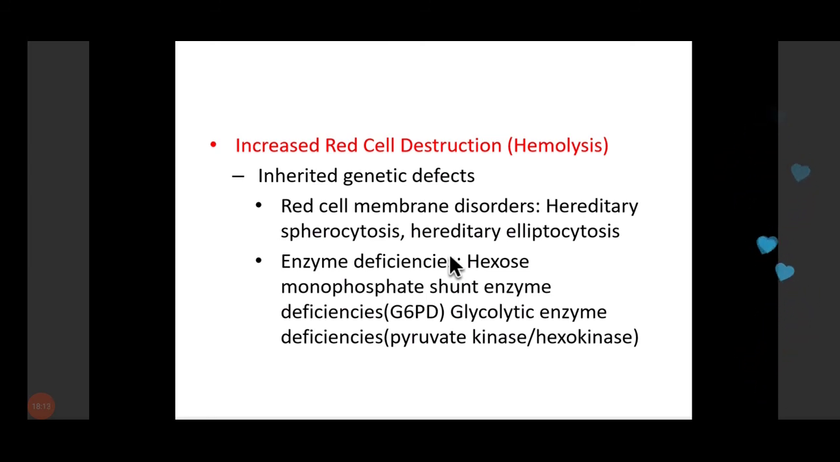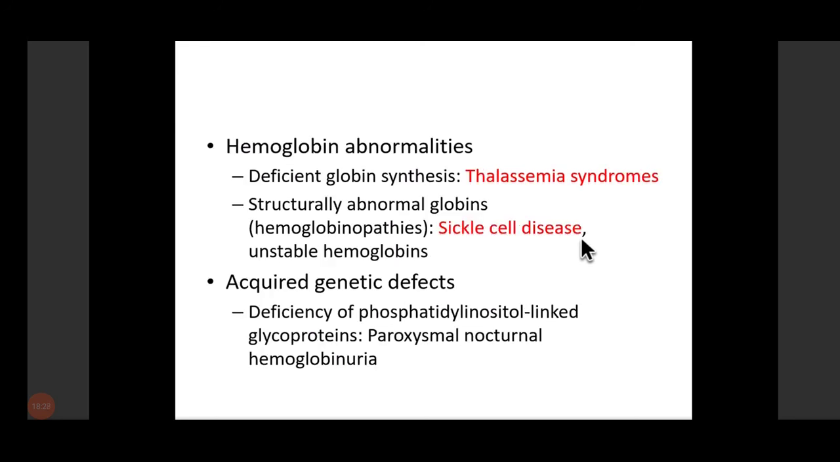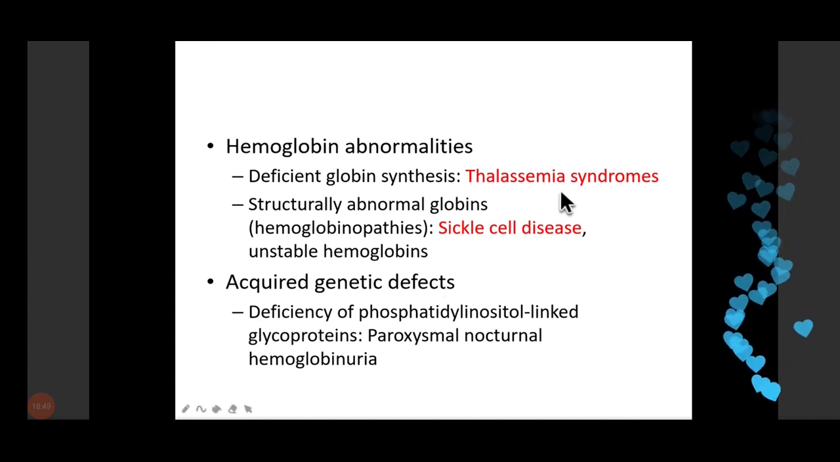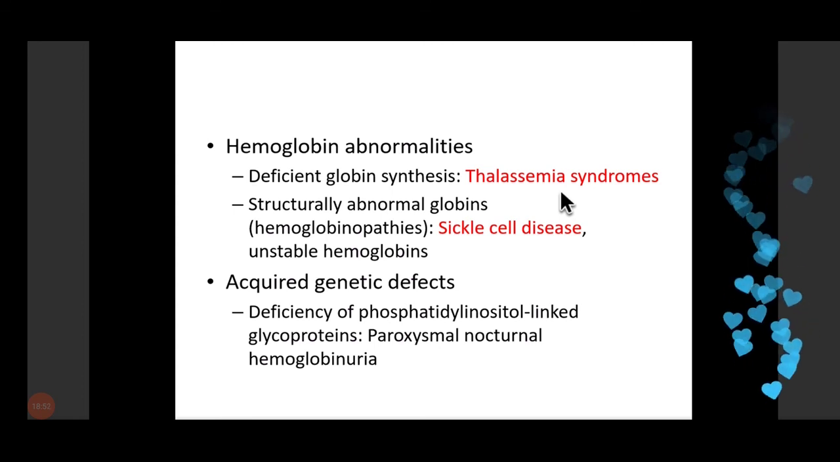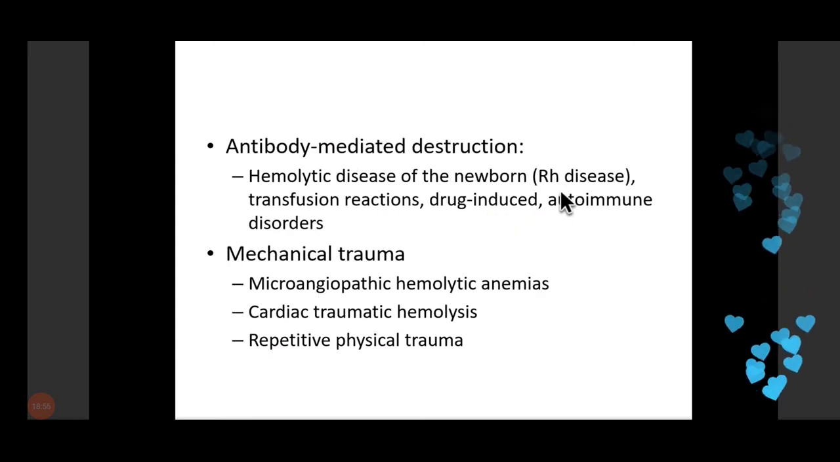It can be because of inherited genetic defects, where we have red cell membrane disorders like hereditary spherocytosis, elliptocytosis. It can be enzyme deficiencies, G6PD and things. So it can be the membrane, or within the red cell, that is the enzyme deficiency, or hemoglobin abnormalities, thalassemia syndrome. A lot of questions come from thalassemia syndrome, or structurally abnormal globins like sickle cell disease or hemoglobinopathies, or other unstable hemoglobin like hemoglobin H. Acquired genetic defects can be PNH, so you should know the classification of this. What I've highlighted is very important from your point of view, and it will be discussed later also.